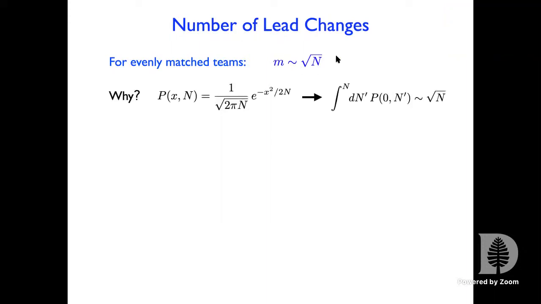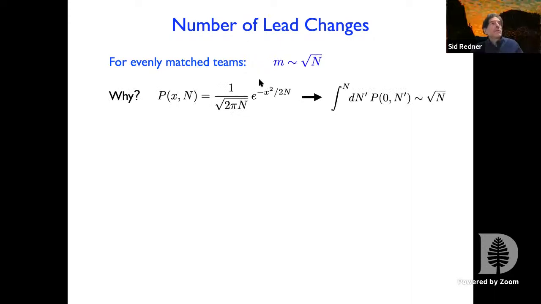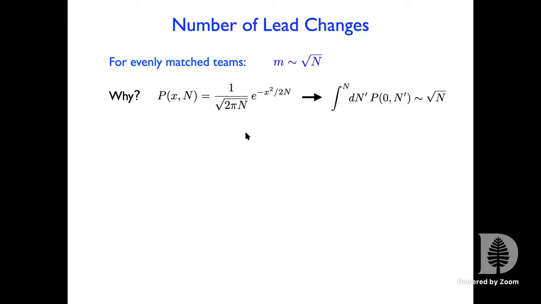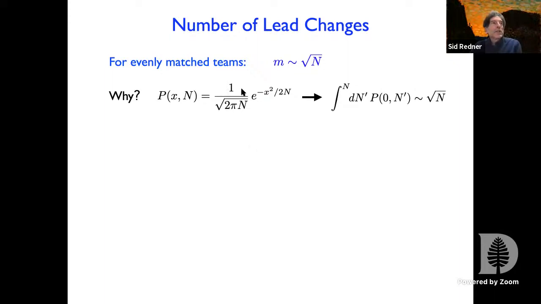First of all, why do I say square root of N? Let's do something very simple from the theory of random walks or one-dimensional diffusion. Here's the probability distribution of one-dimensional diffusion. P(x,N) is the Gaussian, square root of 1 over 2 pi N, times e to the minus x squared over 2N. So we ask, what is the probability that I'm actually at 0, which is where a lead change occurs? You substitute x equals 0 and you get 1 over the square root of N. What we want to do now is compute the total probability over the length of the game of being at the origin. We just have to integrate 1 over root N up to the number of scoring events, and when we integrate 1 over root N, we just get square root of N. So this is the naive estimate for how many lead changes should occur in a basketball game.